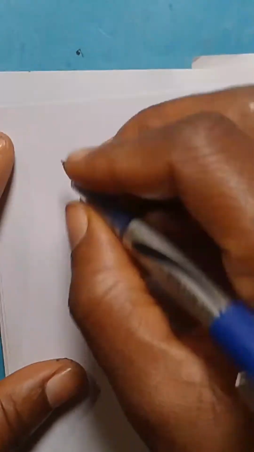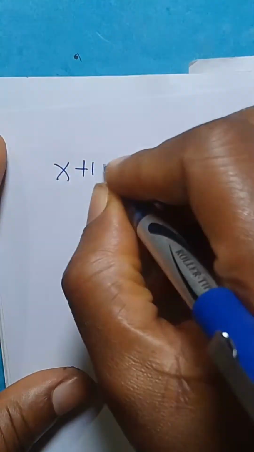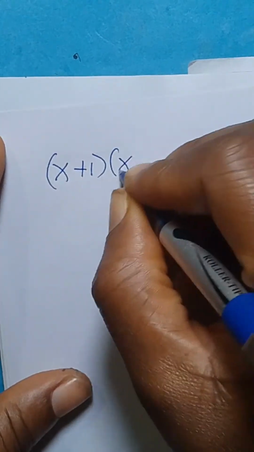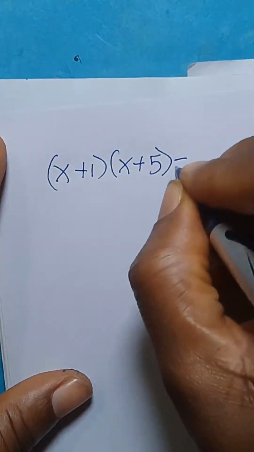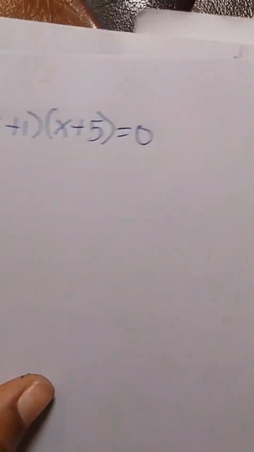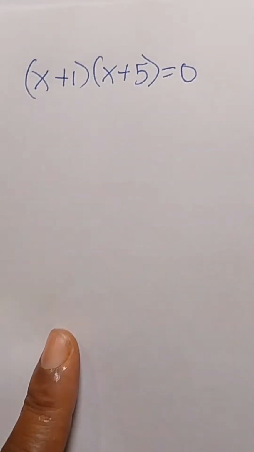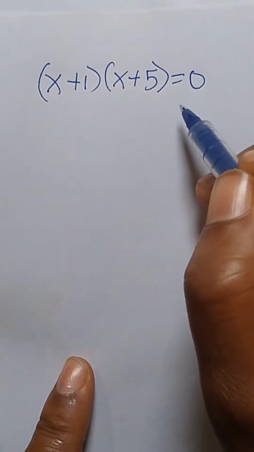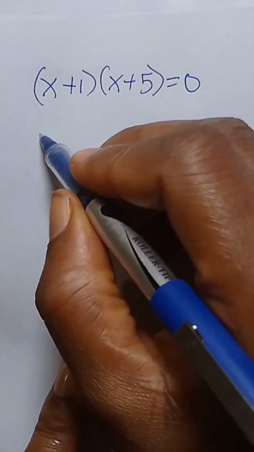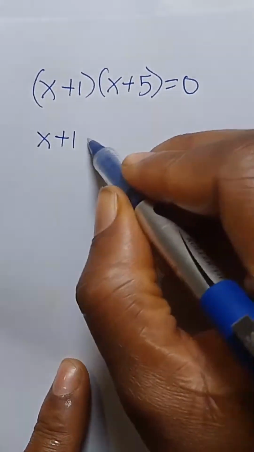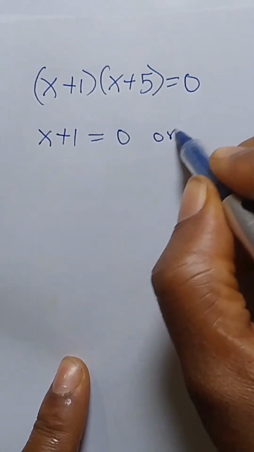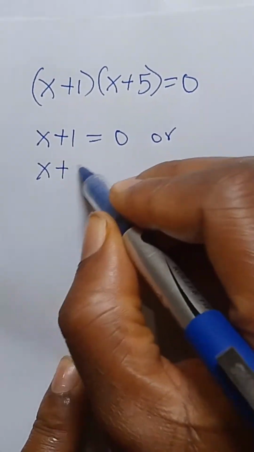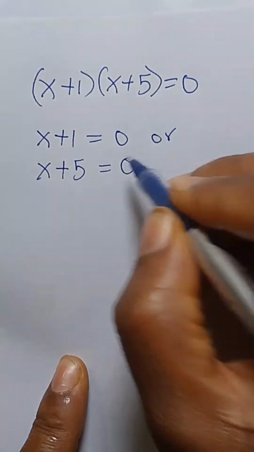So there we have x plus 1 in brackets and x plus 5 in brackets equal to 0. The next thing we do is solve it out. Having the two parentheses equal to 0 simply means that either of them is 0. So x plus 1 is equal to 0, or x plus 5 is equal to 0.